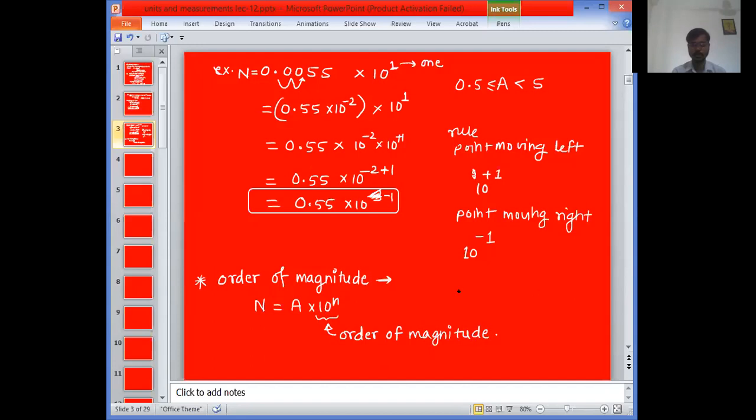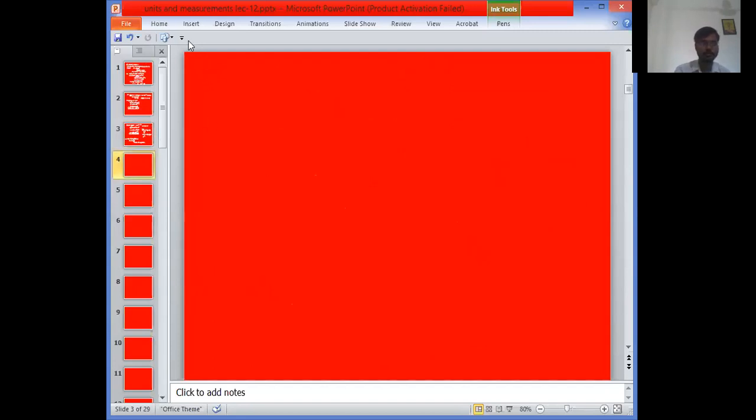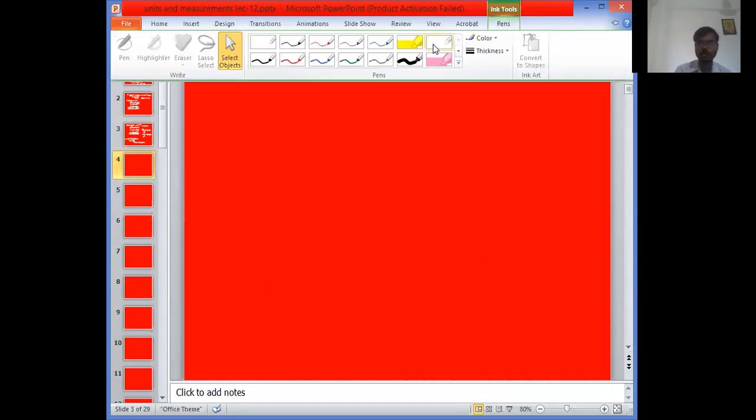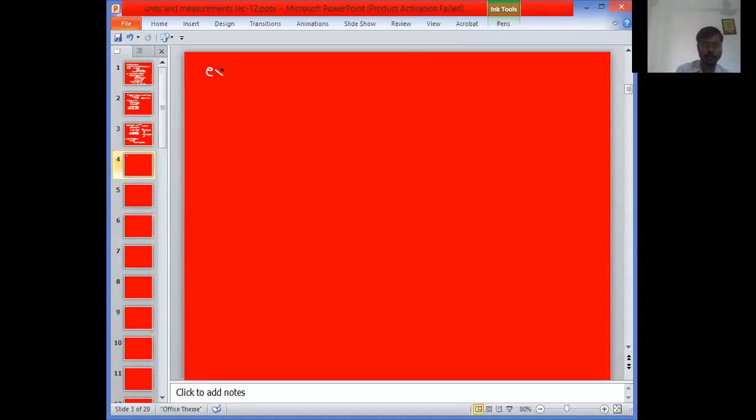Okay, let us take one example on this and try to find the scientific notation as well as the order of magnitude. Let us take that previous example. Let's say the radius of earth is given to us as 6400 kilometer, and the question is to find the order of magnitude. In that case, how are we going to solve this example? Let us try to understand.